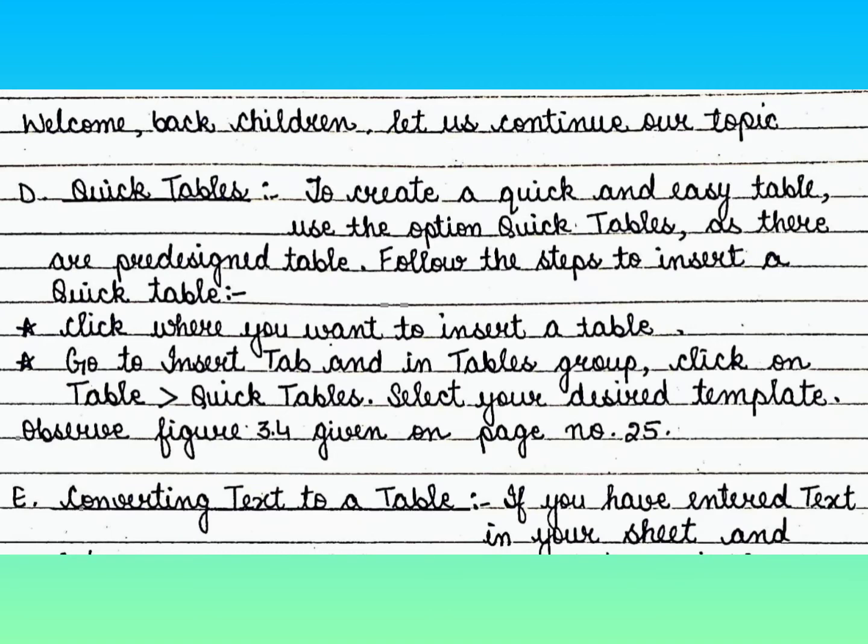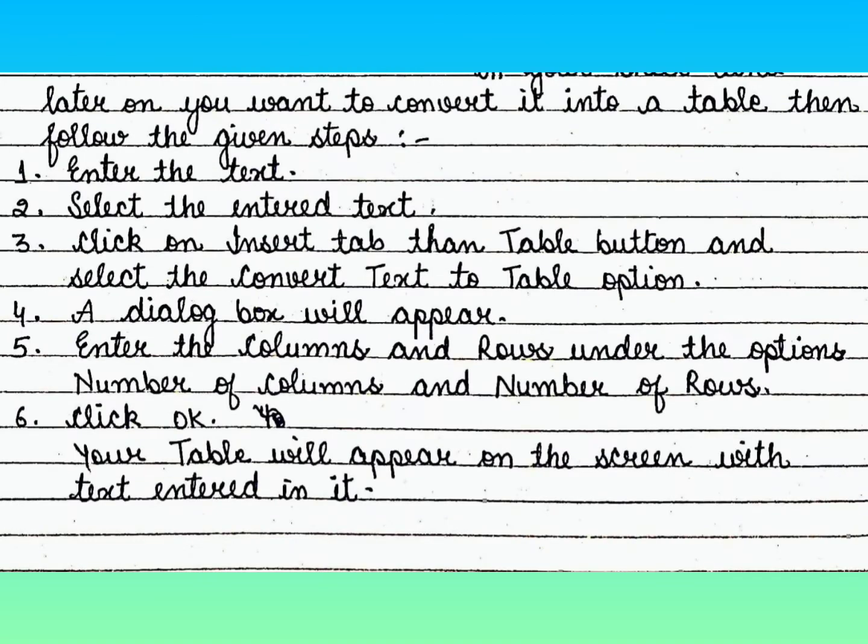Number 5. Converting text to a table. If you have entered text in your sheet and later on you want to convert it into a table, then follow the given steps. Number 1. Enter the text. Number 2. Select the entered text. Number 3. Click on Insert tab, then Table button and select the Convert Text to Table option.